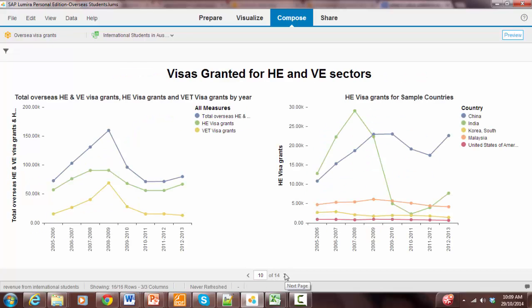This slide shows the number of student visas granted by Immigration Department for HE and VE sectors. The number of visas issued is a fair indicator of the number of new students commencing to study in Australia. We see that the VE has slumped after 2010, and while HE has slumped for a few years after 2009, it is picking up. We also see commencements from India took a nosedive after 2009, and we shall look into the causes of this negative trend.